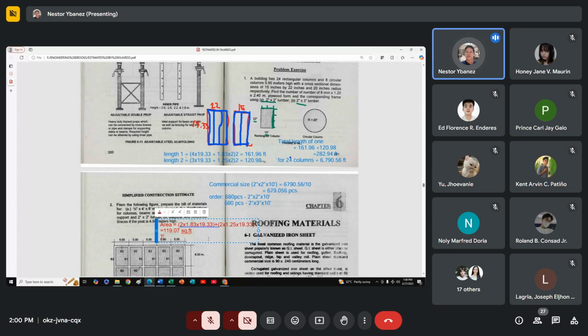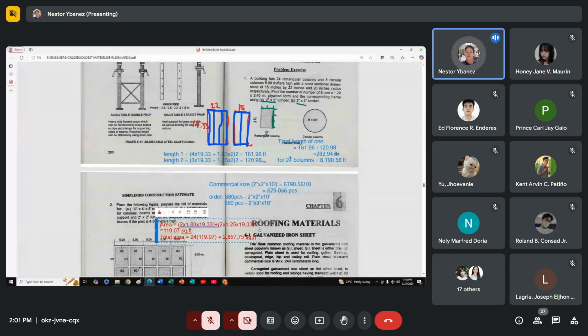But there are 24 columns, so the total area equals 24 times 119.07, which is 2,857.75 square feet. So that is our total area.